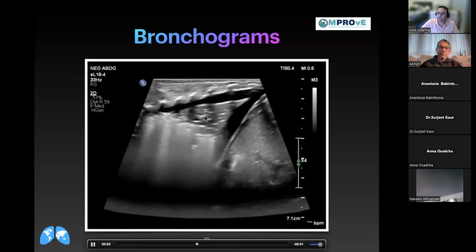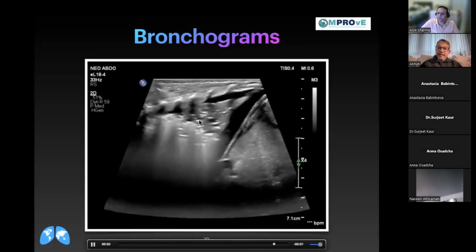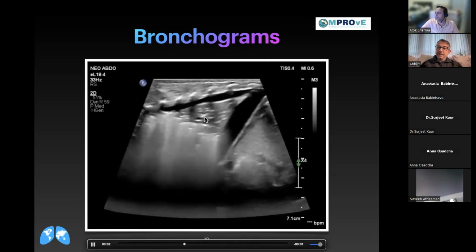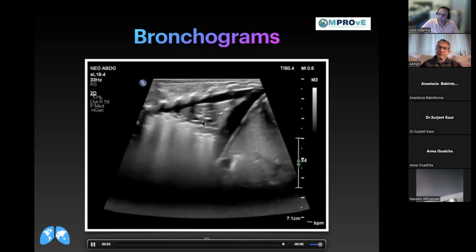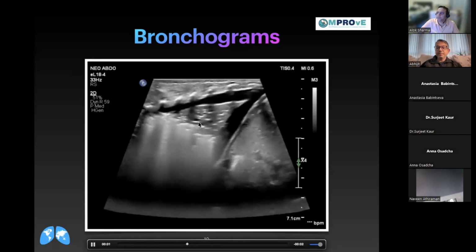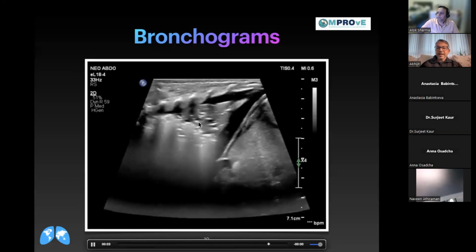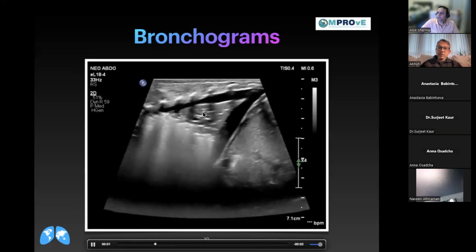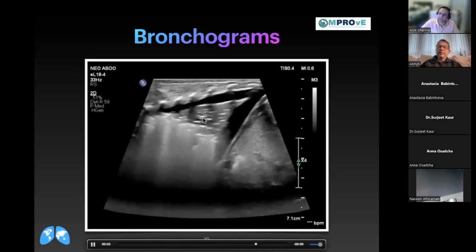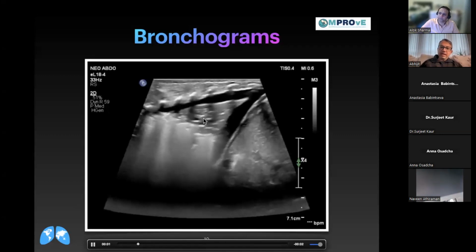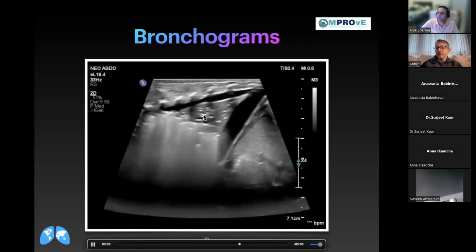So these are air fluid bronchograms. So the anechoic area, which is black in color, is filled up with fluid, and it has trapped some air. So trapping of air. So the trapped air looks like your bright white speckles. So those are the air fluid bronchograms.